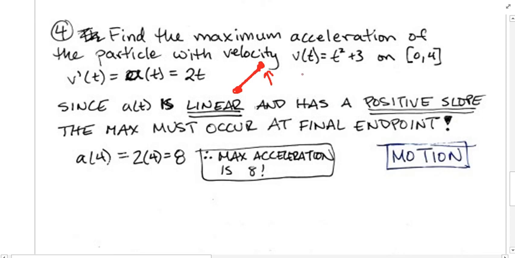Since the max has to occur at the end point, we're looking on the interval from 0 to 4. 4 is the right end point. If we plug in 4 to this equation, we get 8. Therefore, the maximum acceleration is 8. Again, guys, review your motion problems.